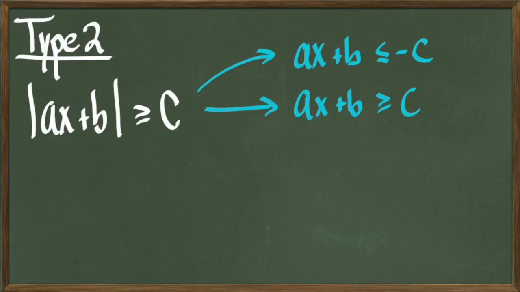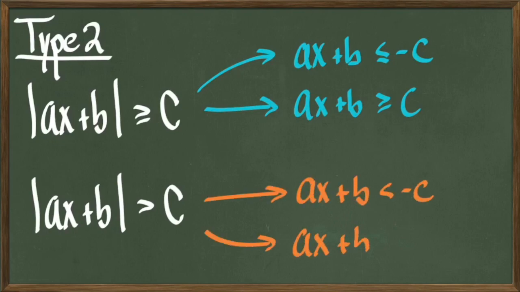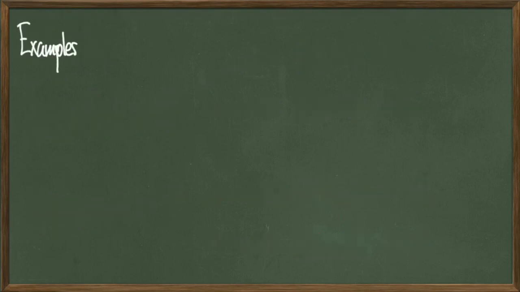So in either case, I drop the absolute value bars and then I relate ax plus b to the appropriate positive or negative version of c, just like this. And it should be no surprise that if I have a strict inequality, I get the exact same setup. So I solve the same kinds of inequalities, I just replace weak inequalities with strict inequalities, like so. Let's run through some examples.